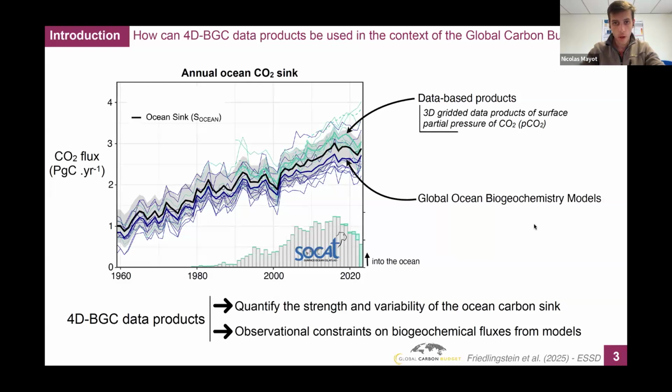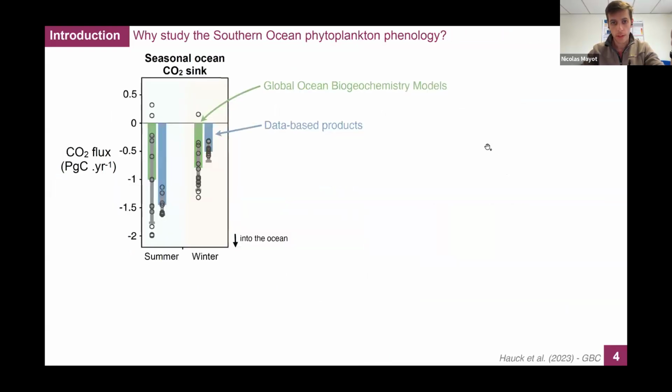And in this sense, why is it important to study the Southern Ocean phytoplankton phenology? To explain this, I'm using here this figure, which represents the seasonal ocean CO2 sink, simulated by the models in green and estimated by the database product in blue. And notice that this time the ocean CO2 sink is represented by negative values. Sorry, it's always changing. For the winter season on the right and the summer season on the left.